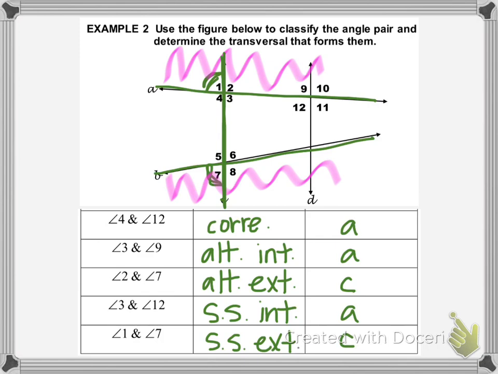So it's just going to take lots of practice looking at these, tilting your head, identifying what's your transversal, where's my interior, where's my exterior, are my angles on the same side of my transversal or different sides, and are they in the same position? Could they be corresponding? So we'll practice this and we'll talk more about it in class. Bring your questions. Good job.